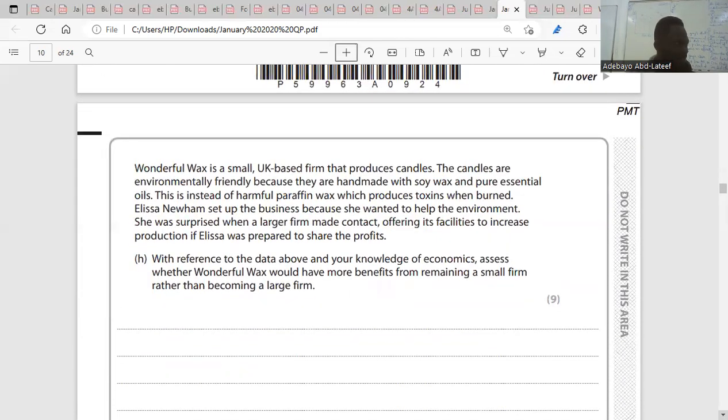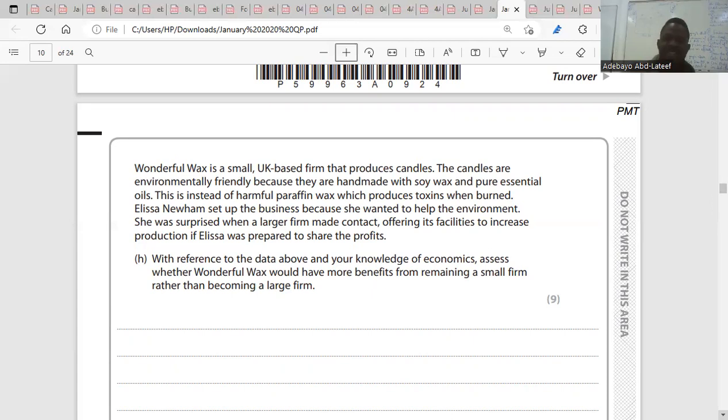What's the name? Justin. Please read for me. Wonderful Wax is a small UK-based firm that produces candles. The candles are environmentally friendly because they are handmade with soy wax and pure essential oils. This is instead of harmful paraffin wax, which produces toxins when burned. The owner set up the business because she wanted to help the environment. She was surprised when a large firm made contact offering its facilities to increase production. The firm was prepared to share the profits.